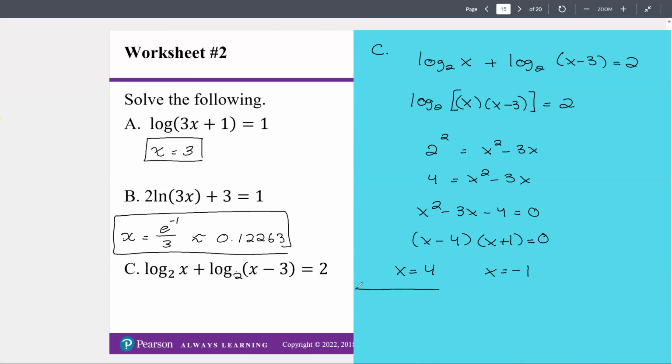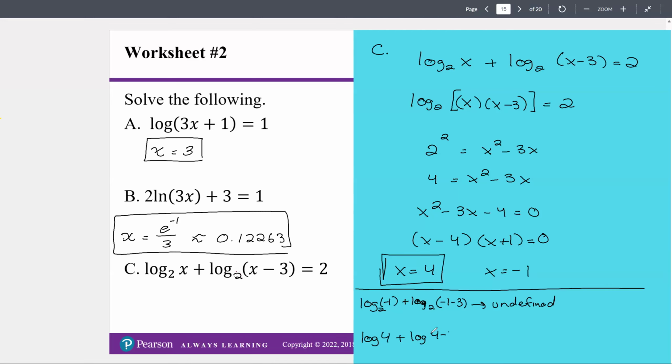So if we go back and we check, what we'd see if we did a log base 2 of negative 1 plus log base 2 of negative 1 minus 3. We can't do logs of negatives, so that is undefined. So this is going to be my only solution, because that is going to be a log base 2 of 4 plus a log base 2 of 4 minus 3, which is a log base 2 of 4, which is just going to be 2, plus a log base 2 of 1, which is just going to be 0.